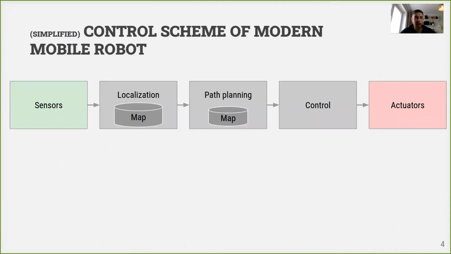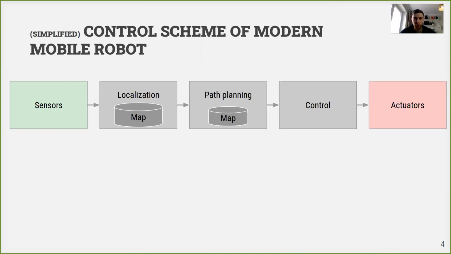So just as a reminder, we are still working inside this scheme. This is a control scheme of modern mobile robots, a simplified one. As you remember, we already discussed sensors and we discussed localization. And inside localization, we also discussed motion and observation models. Motion models describe our motion with noise, and observation models describe our measurements, which are also subjected to noise.